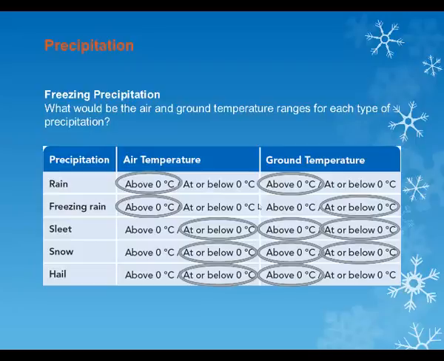Now it's also to note for hailstones, the atmospheric air temperature may actually be above 0 degrees Celsius in certain layers of the atmosphere. So it may be above 0 degrees, and then that hailstone gets blown way up into the atmosphere where the temperature is at or below 0 degrees Celsius, and then that hailstone falls all the way back down into an area where it's above 0 degrees, and that process happens over and over again. Ground temperatures for hail may also be at or below 0 degrees Celsius.